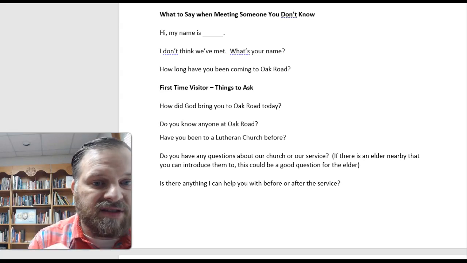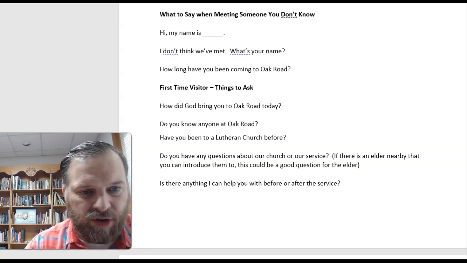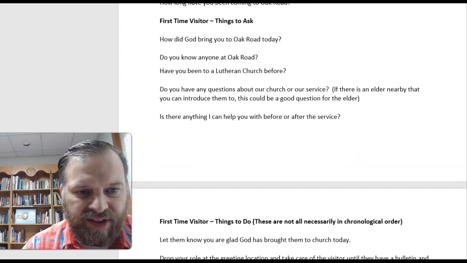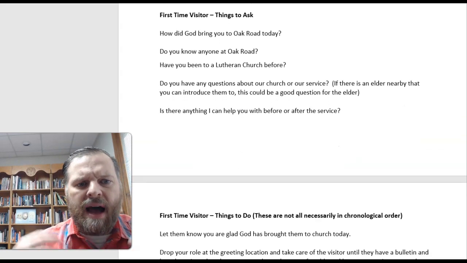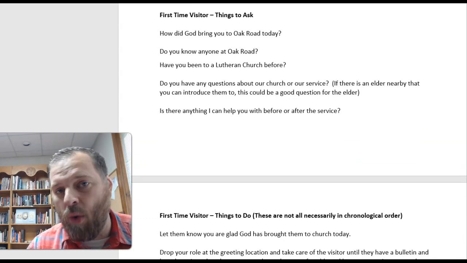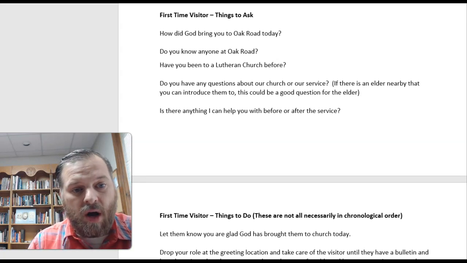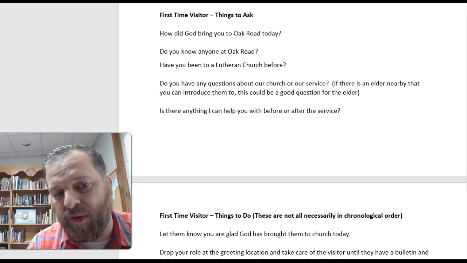A lot of this could be removed if people do use the plan your visit option, which I'm hoping they will do. First-time visitor, things to ask. How did God bring you to Oak Road today? I think is a good question. Do you know anyone at Oak Road? This will give you a lot of insight on what they're here for. Have you been to a Lutheran church before?